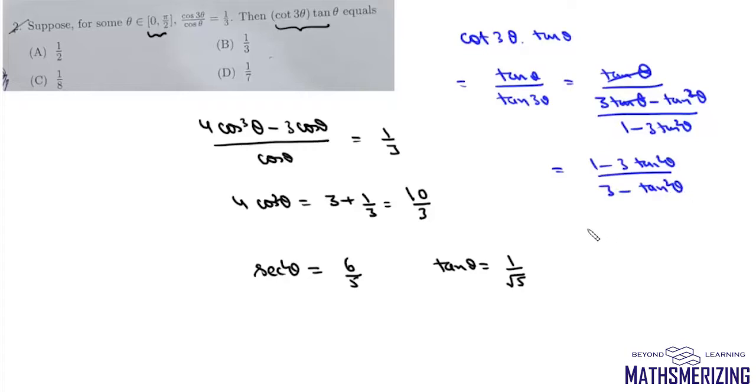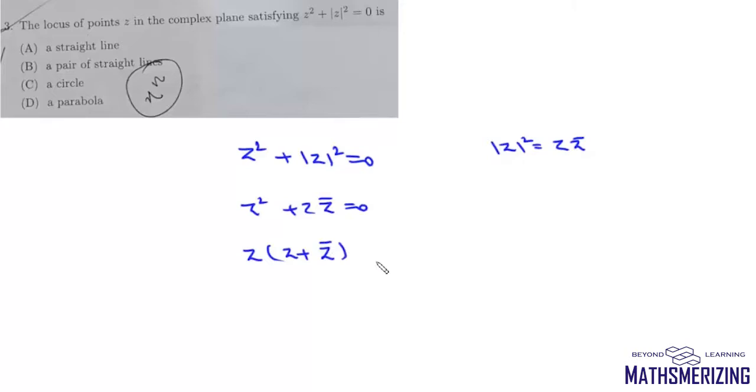Now tan square theta is 1 by 5. So it will be this 1 minus 3 by 5 upon 3 minus 1 by 5. Now this is 5 minus 3, 2. And this is 15 minus 1, 14. So this value is 1 by 7. And that's your option D.